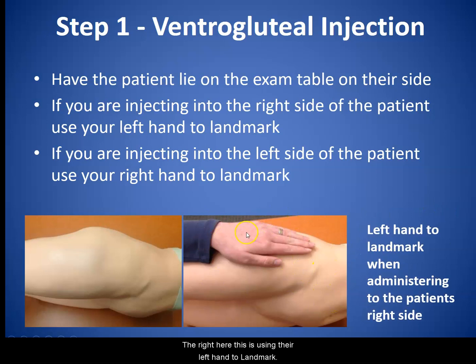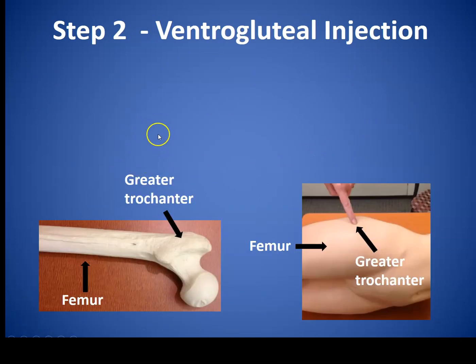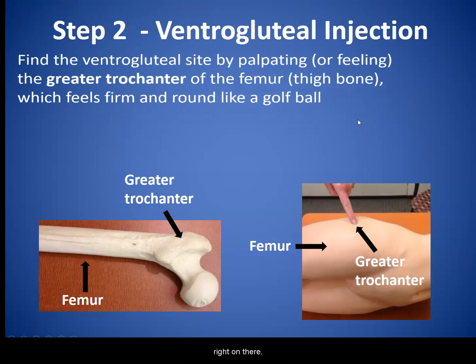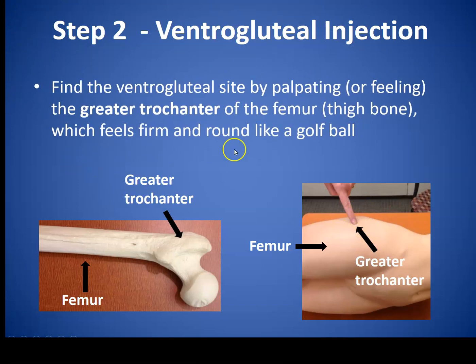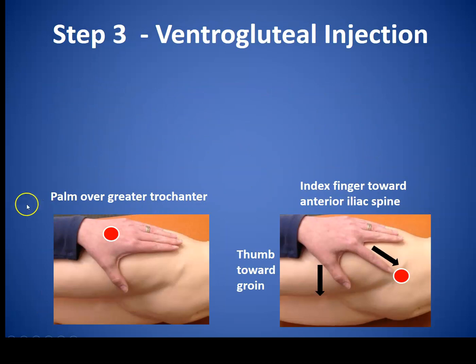So right here, this MA is using their left hand to landmark the patient's right side. You're going to locate the greater trochanter, which is the outside of the top of the femur where it enters into the hip, into the pelvis. You're going to locate that, and you're going to put your palm right on there. It's going to feel firm and round like a golf ball. Okay, so palm right over the greater trochanter. You're going to make sure your thumb is pointing towards the patient's groin.